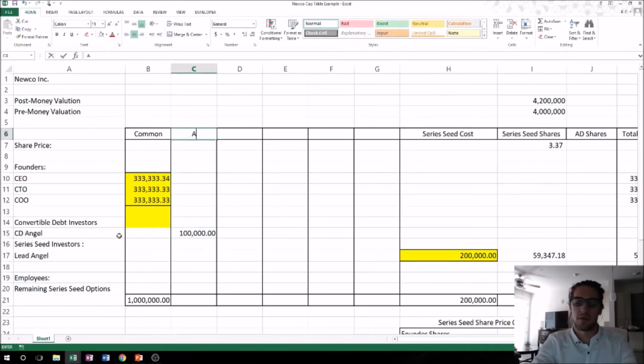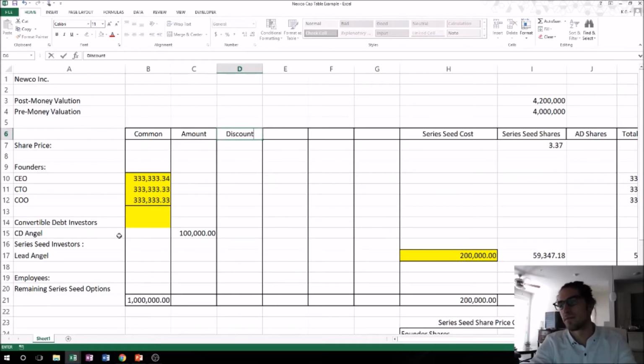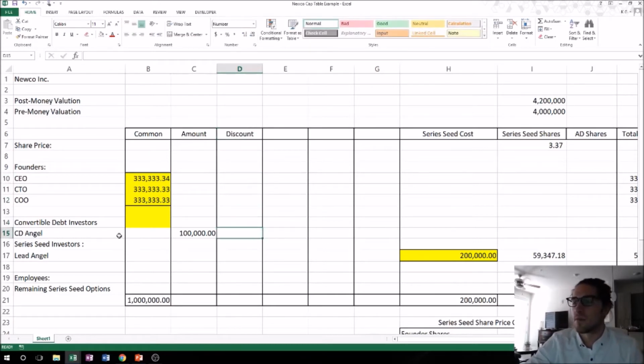And so we'll go up here and label this column amount, and then go next door and label this discount. So usually whenever convertible debt is invested, it's invested with different terms. One of those main terms is the discount. The discount is the discount to the share price of the next round. So if this $100,000 converts into the series seed round, it converts at 80% of that $3.37 share price if we have a 20% discount. That can be a 30 or 40% discount, but 20% is standard. So we'll add in 20% here.